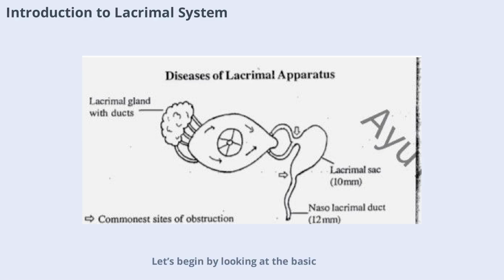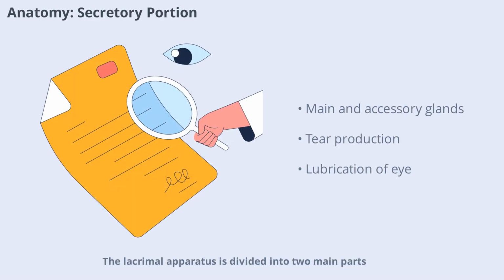Let's begin by looking at the basic structure and function of the lacrimal apparatus. The lacrimal apparatus is divided into two main parts, the secretory and excretory portions. The secretory portion includes the main lacrimal gland and accessory lacrimal glands, which are located in the conjunctiva. These glands are responsible for producing the lacrimal fluid, commonly known as tears. The main lacrimal gland releases fluid through several small ducts, ensuring that the eye remains lubricated and protected from environmental irritants. The accessory glands provide additional moisture, supporting the overall health of the ocular surface.